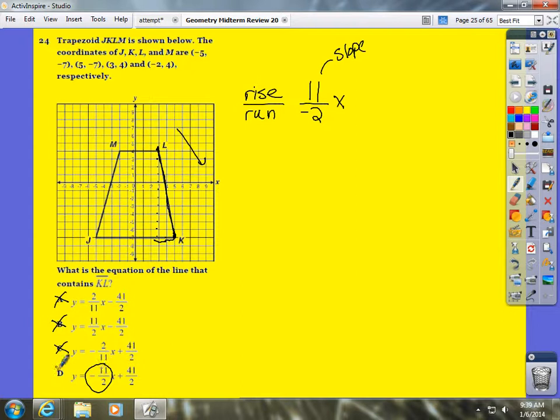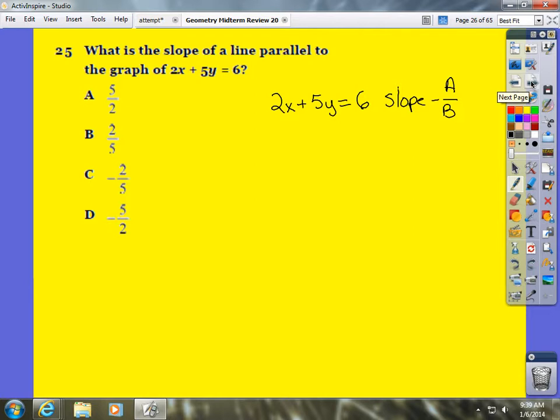And then the rest of it we could have figured out by filling in the points, but there was really no need to. What is the slope of a line parallel to the graph? Okay, so again, we have ax plus by equals c. And this one says parallel, so it's going to have the same slope. So we don't have to worry about flipping it or anything. And we're going to have negative a, which is 2, over b, which is 5. So our slope is going to be negative 2/5, which makes this c. Okay, remember that this said parallel and not perpendicular, so we're leaving it exactly the same.